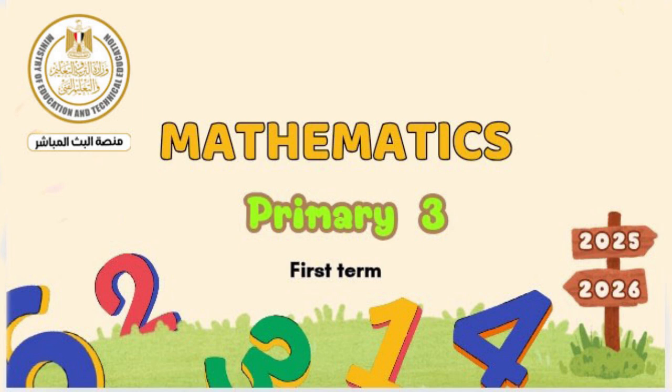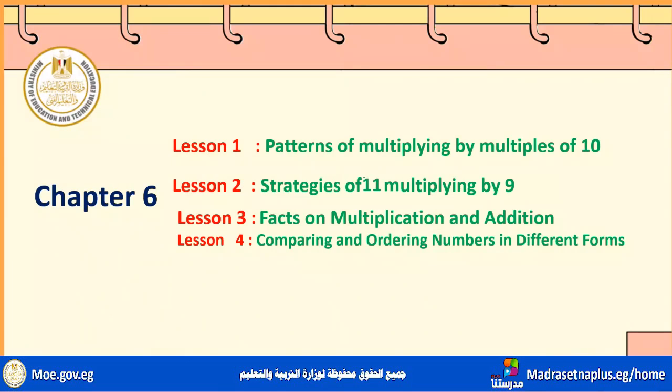Today, inshallah, we'll meet chapter 6, the final chapter. Our lesson today consists of 4 lessons. Lesson 1 is about patterns of multiplying by multiples of 10. Lesson 2, strategies of multiplication by 9. Lesson 3, facts on multiplication and addition. Last one, comparing and ordering numbers in different forms. Are you ready? Let's go.